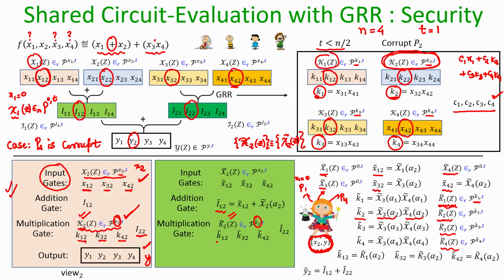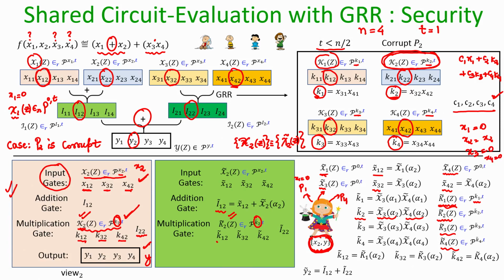Now comes the final gate, that is the output gate. This procedure will be followed if there would have been any other gates also in the circuit. But now since there are no more gates in the circuit, we have reached the final gate. The simulator has to reproduce this vector of shares y1, y2, y3, y4. Now, the simulator at this point has simulated the entire computation assuming that x1 was 0, x2 is actually equal to x2, x3 is equal to 0 and x4 is equal to 0.